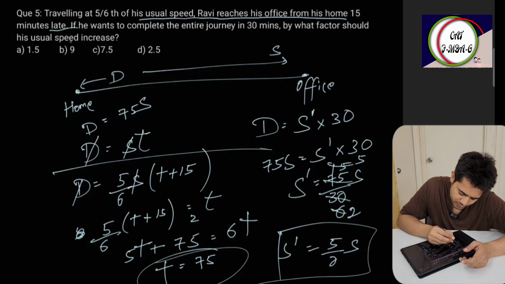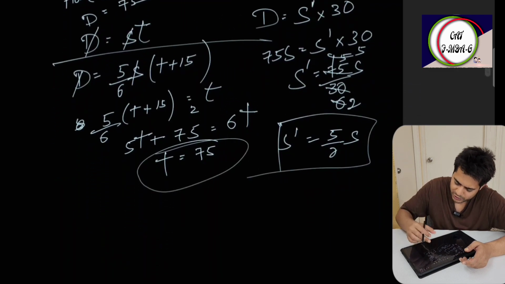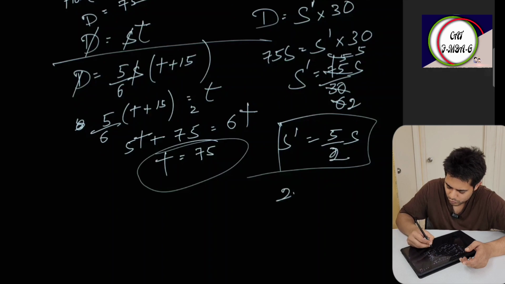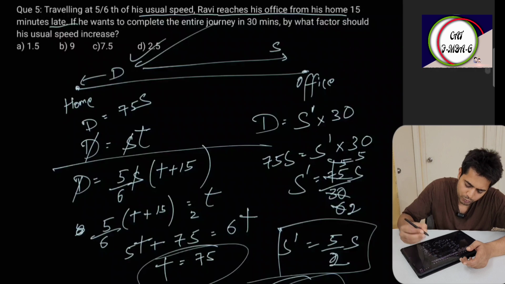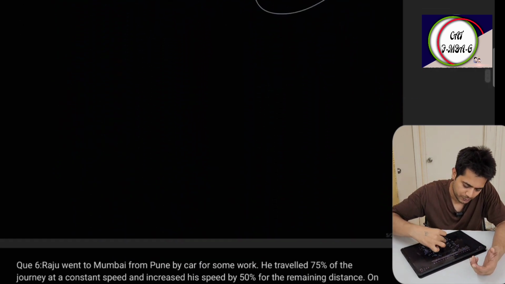By what factor should his usual speed increase? So S dash should be 5/2 S, so 2.5 S. So by a factor of 2.5. Option D is the right answer. Let's move to the next question.